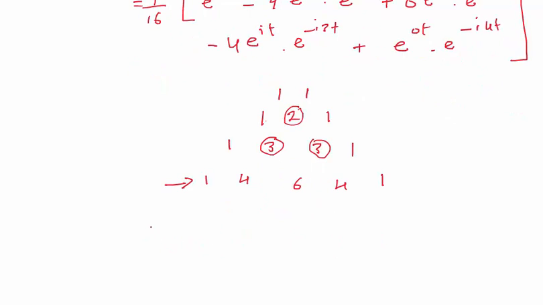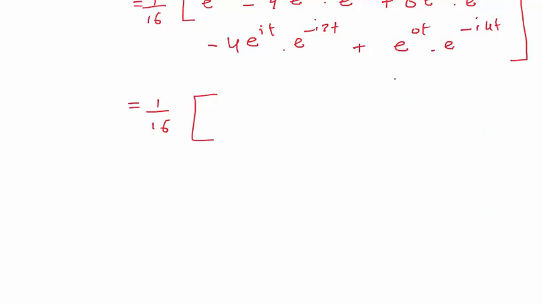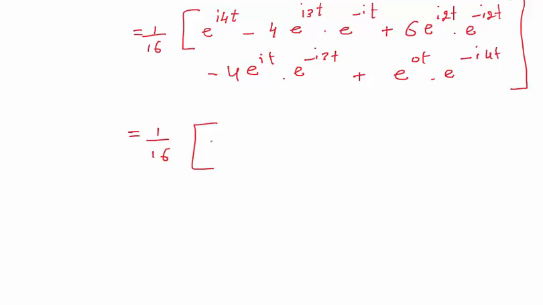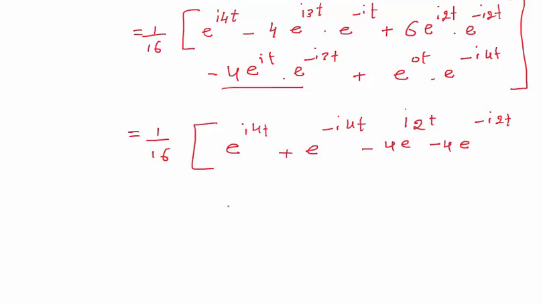Now, better I rub this and continue here. So this is going to be 1 upon 16. Now I will club terms like e power i4t and the last term, which is plus e power minus i4t. The second term is minus 4 e raised to i3t minus it, which will give me i2t, and here I have one term minus 4 e raised to minus i2t, and lastly I have 6 times e raised to 0, since 2t and minus 2t give me 0.